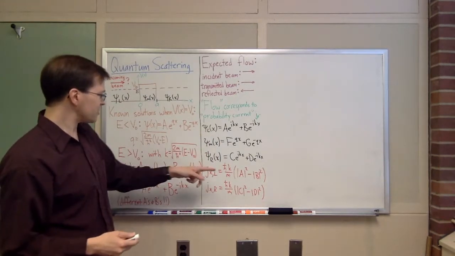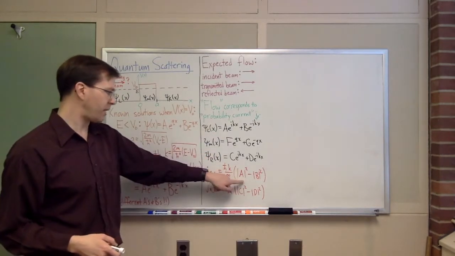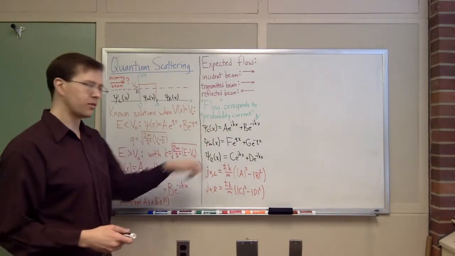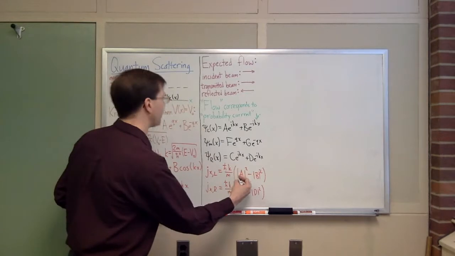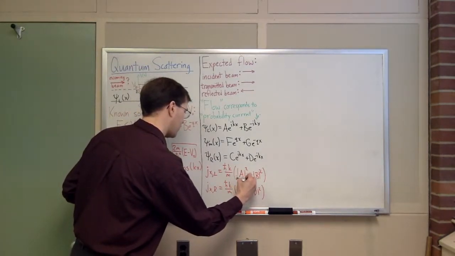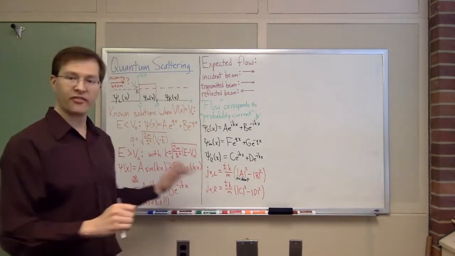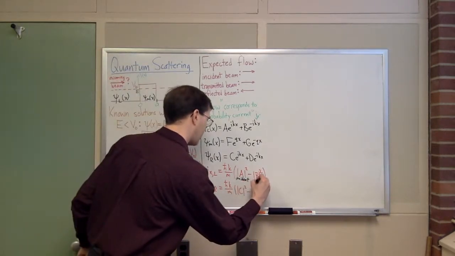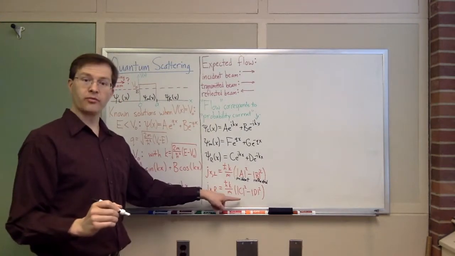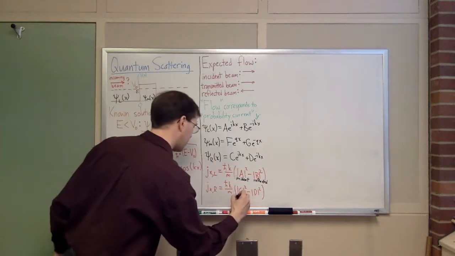What it tells me is that this A coefficient here corresponds to a positive flow of probability, a rightward plus x flow. So I'm going to identify this as my incident beam. B corresponds to leftward flow of probability, so I'm going to identify it as my reflected beam. C corresponds to rightward flow of probability, so since it's in this region, I'm going to identify it as my transmitted beam.